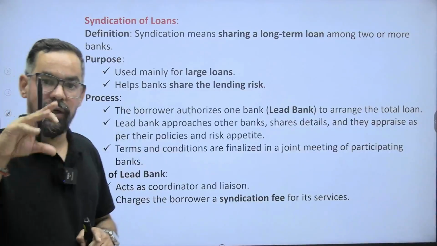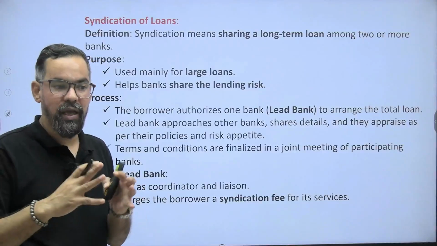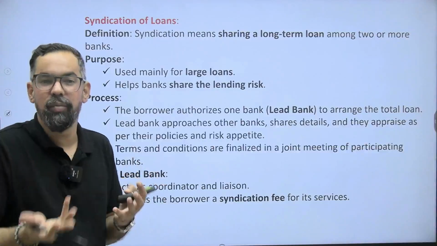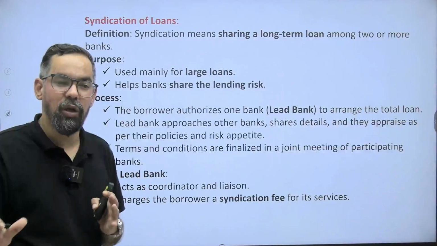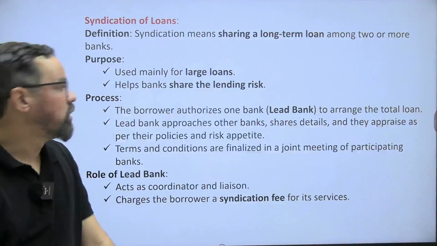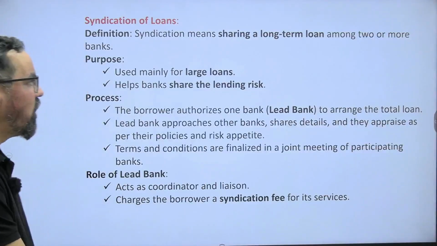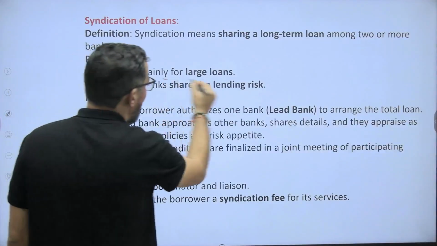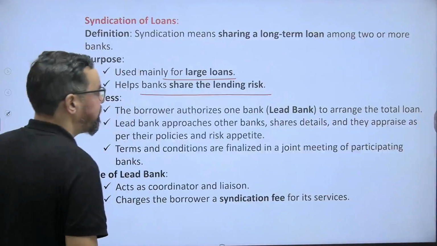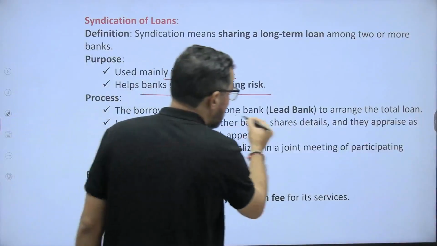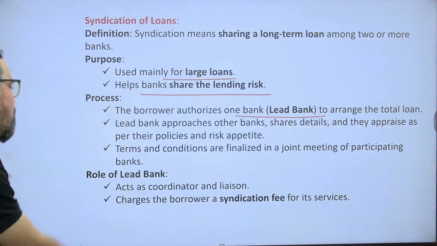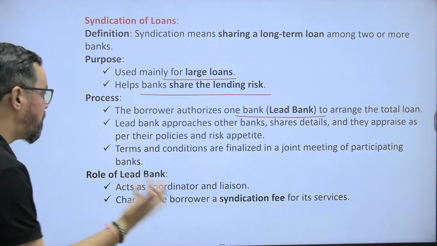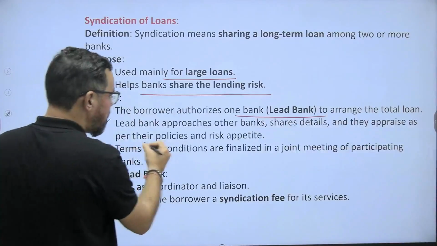Okay? So we have one lead bank who acts as an arranger for the borrowers, and they generally pay the maximum portion in that particular loan and the rest they arrange from other banks or institutions. So syndication means sharing a long-term loan among two or more banks, used mainly for larger loans, helping banks to share the lending risk. Process: borrower authorizes a lead bank to arrange the total loan. Lead bank approaches other banks, shares details and they appraise as per their policies and risk appetite.